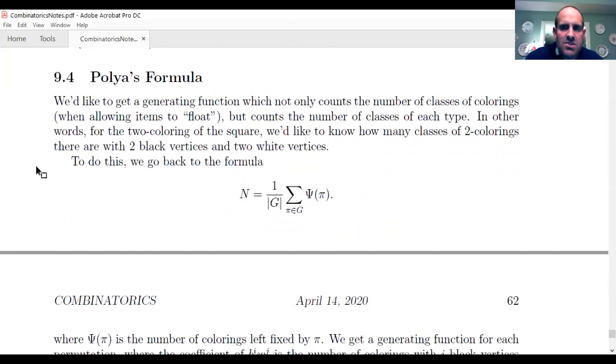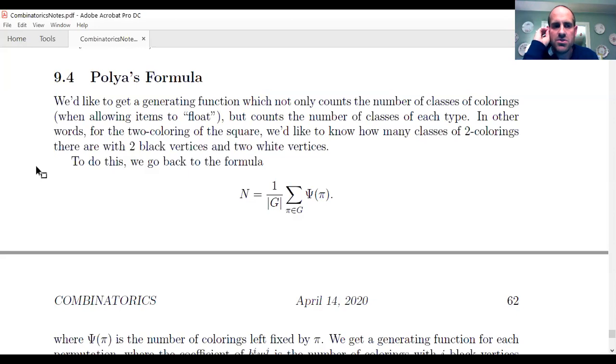And I don't even know that I necessarily like the way that I'm doing this right now, presently in the notes. I think I have a better way to even think that through. So I'll start to try to move us in that direction. So again, the goal in Polya's formula is we want to get a generating function which not only counts the number of classes of colorings, again, we're kind of thinking about letting items float, but it also counts the number of classes of each type.